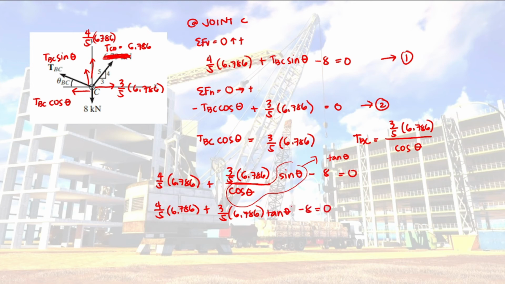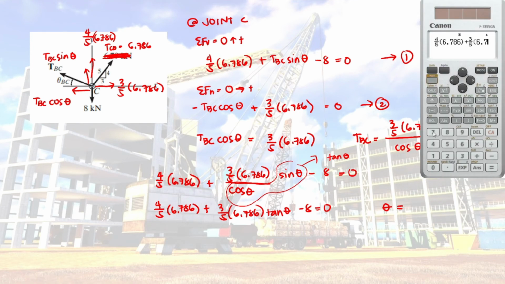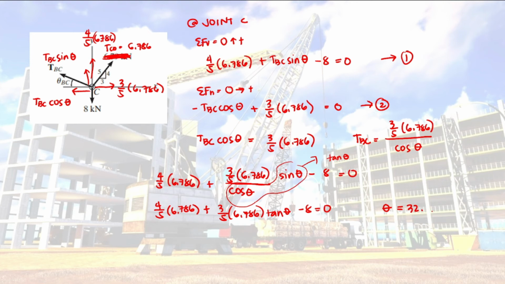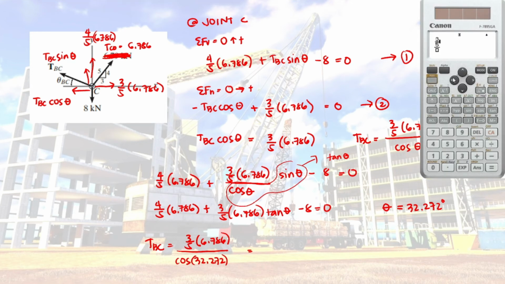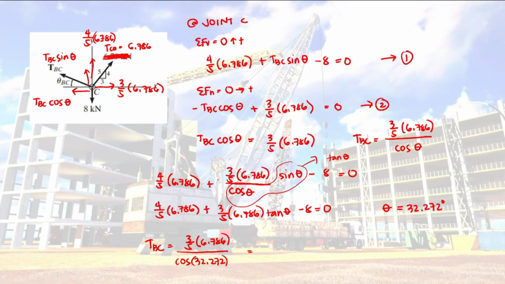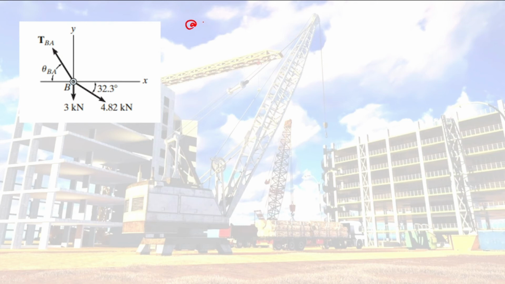One equation, one unknown, which is yung theta, masasolve na natin yung theta, which would be equal to what? 32.272 degrees. So, ang TBC natin, you will just substitute it from this equation. You will have 3 over 5 times 6.786 divided by cosine of 32.272. So, TBC is equal to what? So, TBC is 4.815 kilonewton.